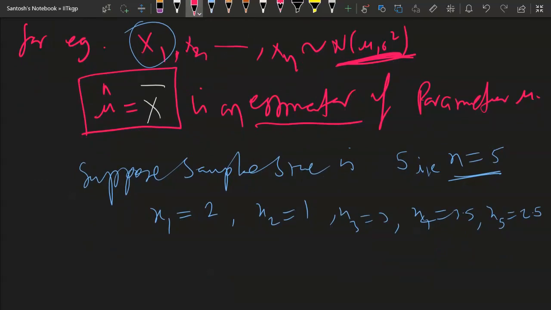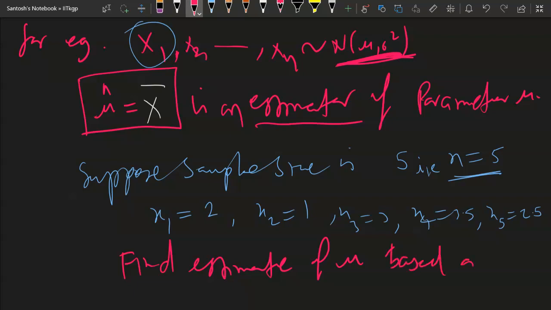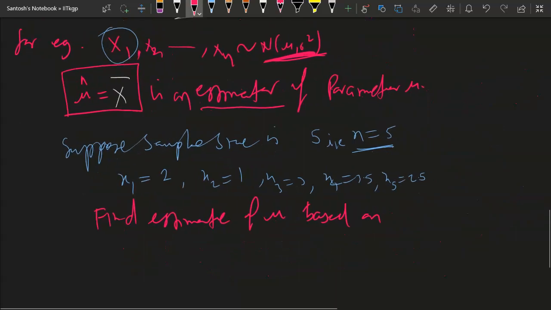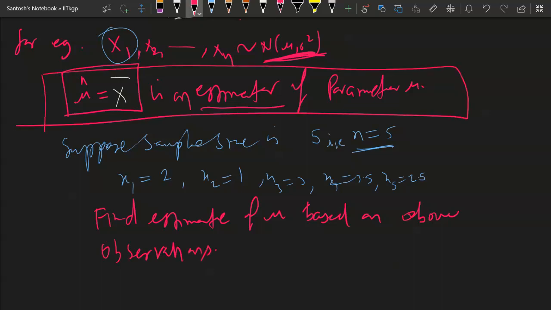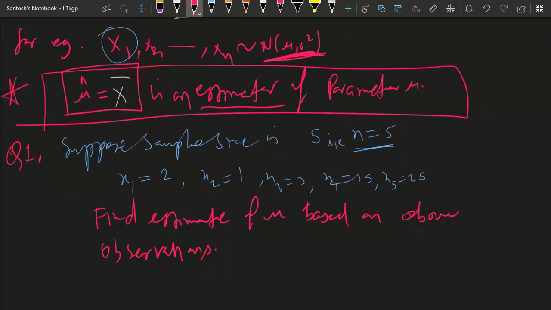And now I will tell you, based on this sample, you estimate mu. So find the estimate of mu based on the above observations. Mu is a parameter. Now you try and tell me. So this is the question. Question one: the sample size I have taken is 5 corresponding to this example only. These values are given. So the question is, find the estimate of mu based on the above observations.